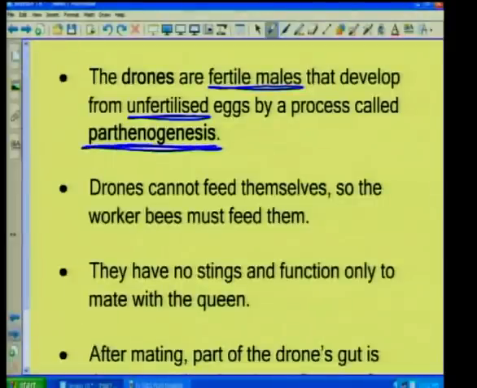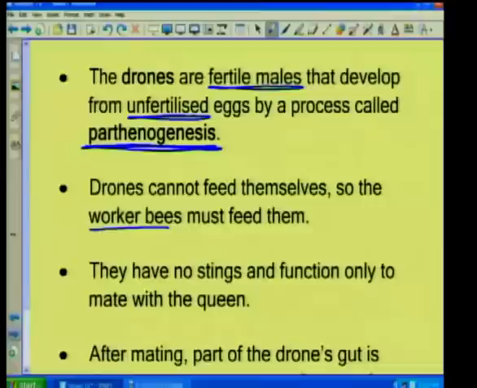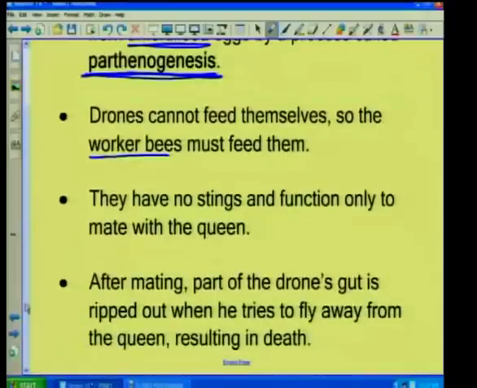It's unfertilized, it's unsexed. Okay, the drones cannot feed themselves, so the little worker bees must feed them. They are useless. They literally are created purely to mate. The drone has no sting. He can't feed himself. His sole purpose in life is to mate with that queen so that she can lay a whole bunch of eggs. That's it. So this poor drone, it's a fertile male, unfertilized egg, and no sting. Shame. He can't even protect himself.